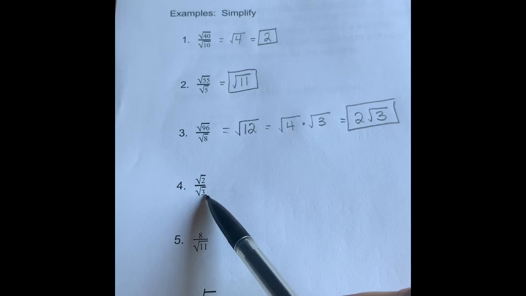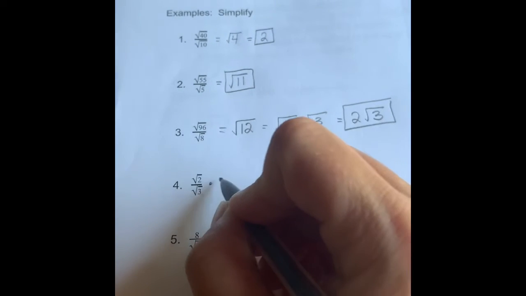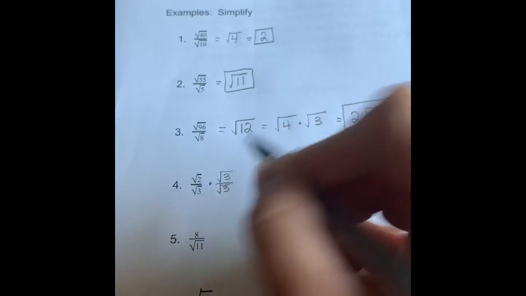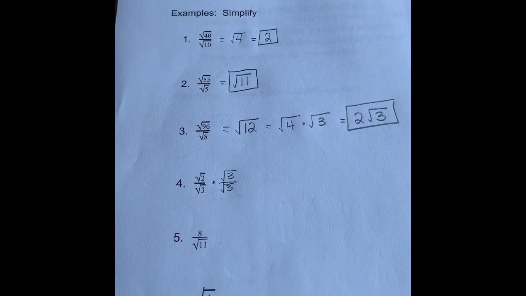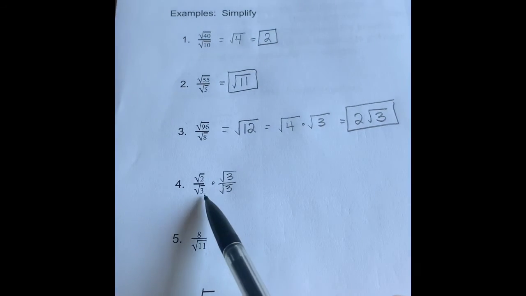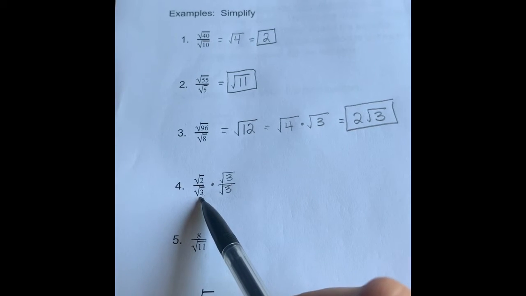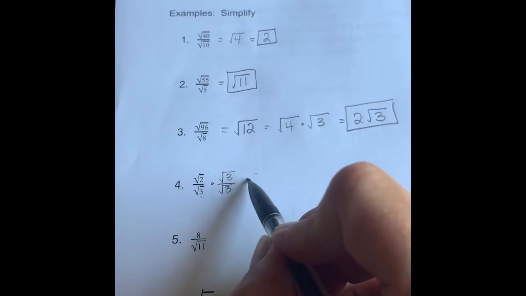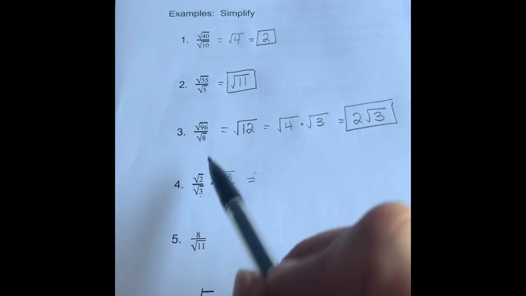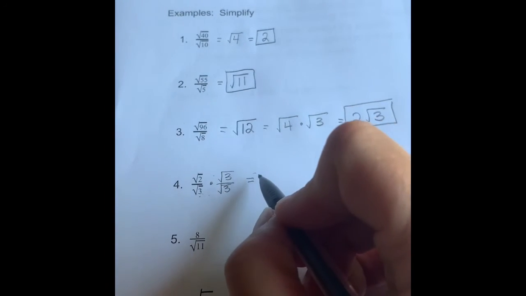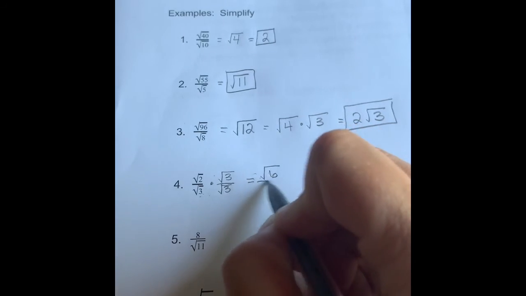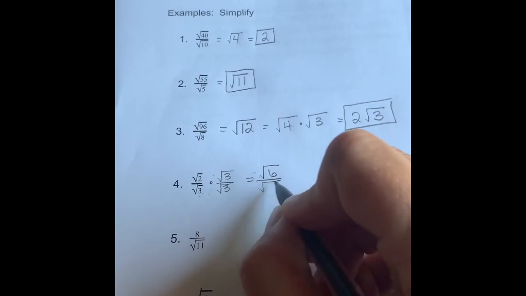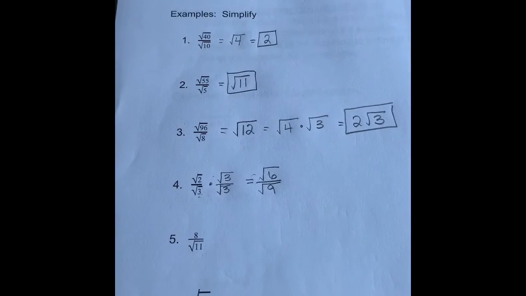So when we see that, what we're going to do is we're going to multiply both the top and the bottom of that fraction by the square root of 3. So whatever this radical is down here, you're going to multiply that to both parts of the fraction. So thinking back to your rules of multiplication, you got the square root of 3 times the square root of 2, which is the square root of 6. You have the square root of 3 times the square root of 3, which is the square root of 9.